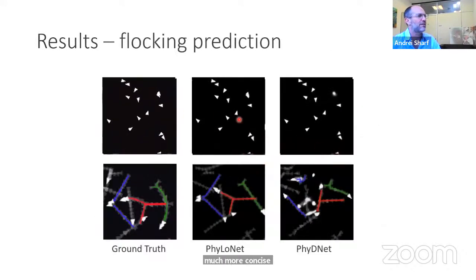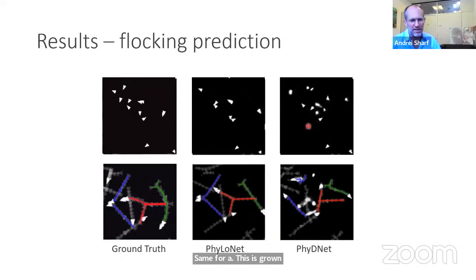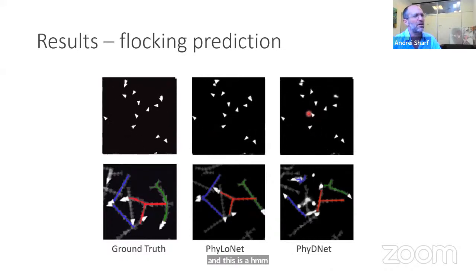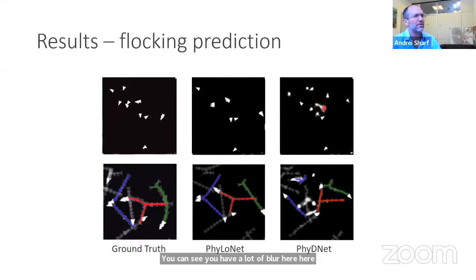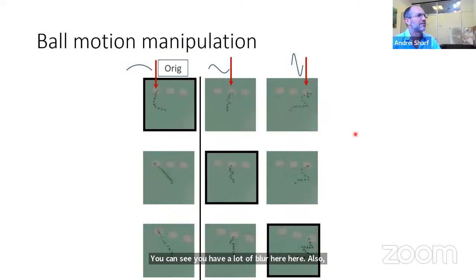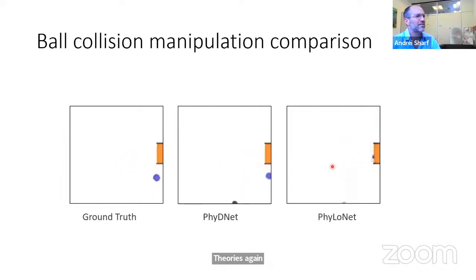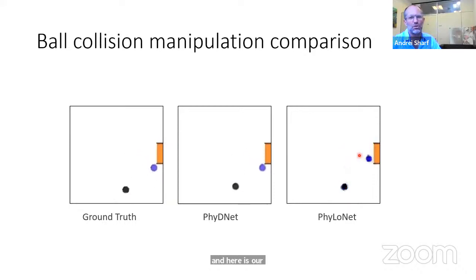Same for the crowd. This is ground truth. This is our result, and this is a similar result without our components. You can see you have a lot of blur here. Here also things behave quite weirdly. We can also manipulate the motion. This is the original, and we can create new trajectories. Here is again a manipulation. This is the ground truth, and here is our result. You can see we can really manipulate how the motion looks.